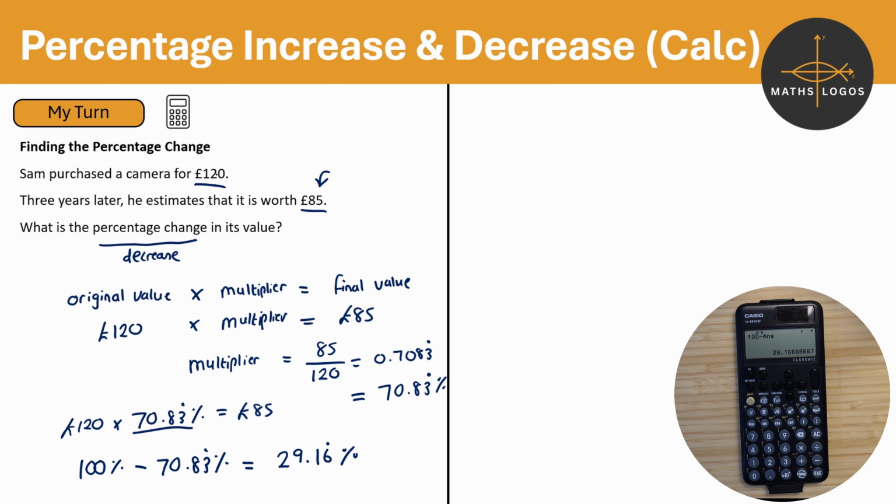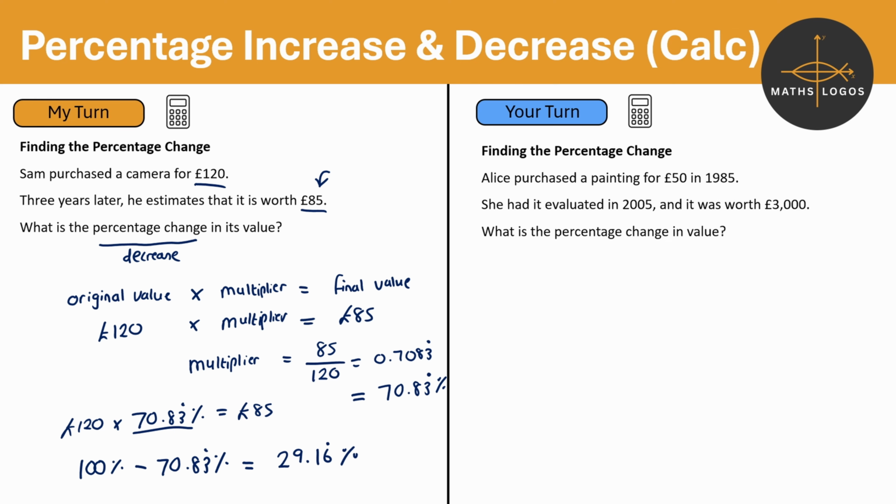What's the percentage change in its value? Well, it went from 120 to 85. We've already said that's a decrease. Our answer is a 29.16% decrease, and it's really important that we write that answer in full. So what is the percentage change in its value? The answer is a 29.16 recurring percent decrease. Pause the video and give this question a go, and then we'll have a look at it together.